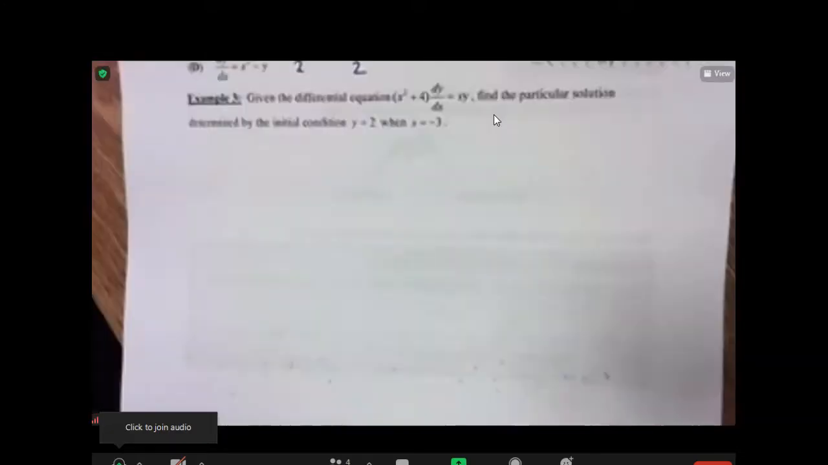Okay, and then example number 3, given the differential equation with a particular solution, find the y equation. So once again, this is like what we've been looking for. We're given a differential equation and we want to find the y value that is going to make that initial condition true. First things first, get the x and y's apart.